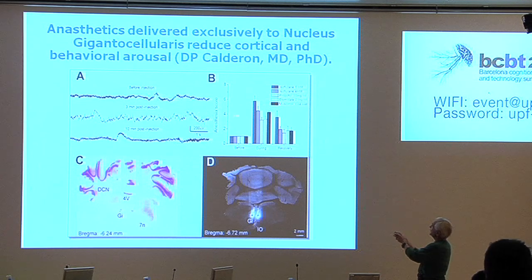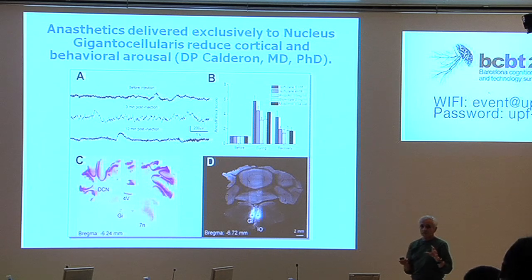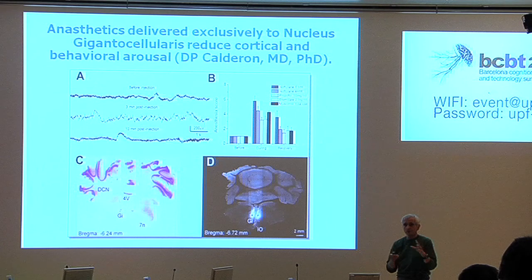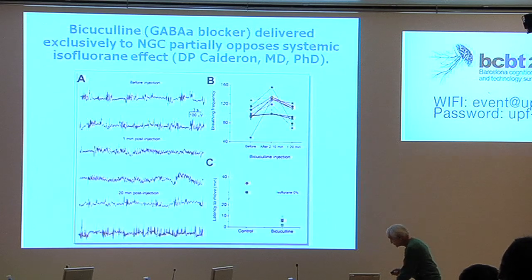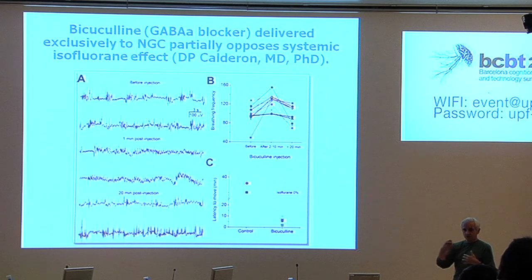So electrically and behaviorally, if we monkey with NGC, we can manipulate overall arousal. Now let's do the opposite. Instead of anesthetizing NGC, we'll put in a GABA receptor blocker which fights against the anesthesia. And here you have the anesthetized EEG. Here you have the awake EEG after we have blocked GABA receptors in NGC only.